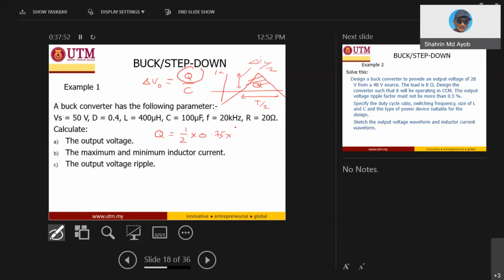Berapa? 20 kilohertz. And then bagi 2, divide by 2, because T over 2. Berapa dapat? 20 kilohertz convert. Ataupun 2 bagi 20K. 2 divide by 20K.